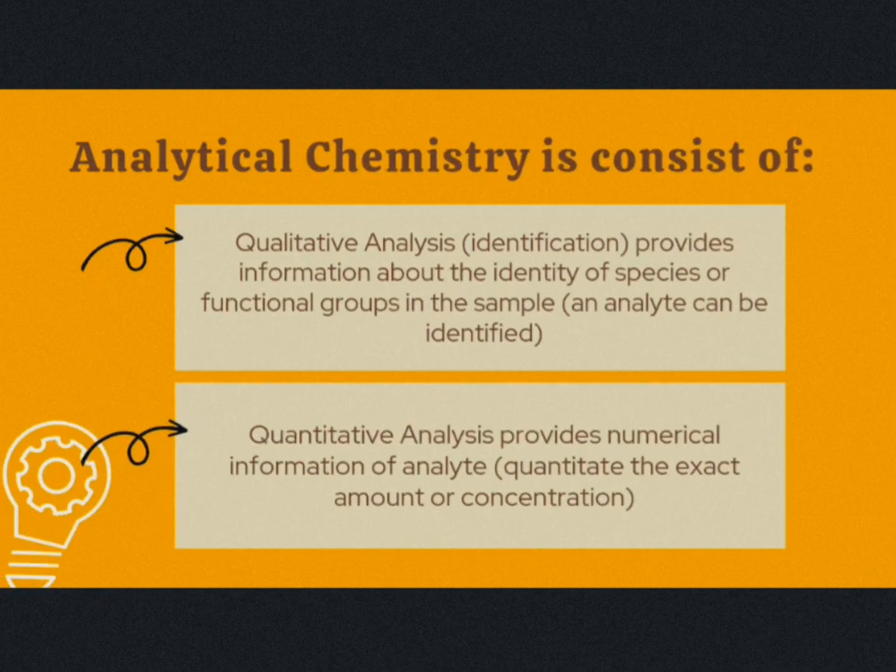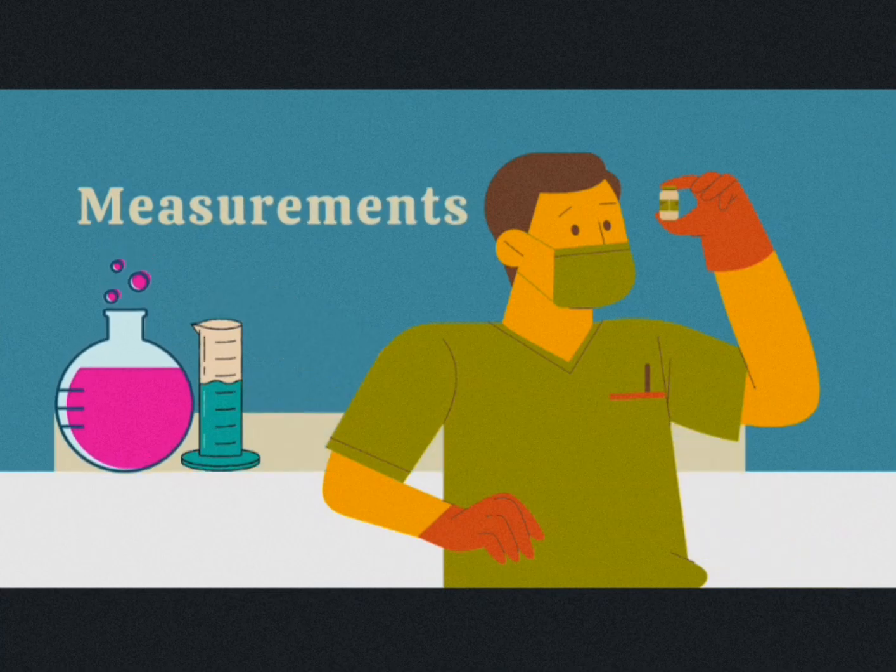Analytical chemistry consists of qualitative analysis or identification that provides information about the identity of species or functional groups in the sample. An analyte can be identified. So qualitative analysis uses the method of gathering data through surveys and interviews. The next one is quantitative analysis that provides numerical information of the analyte, or quantitates the exact amount or concentration. So quantitative analysis deals with numbers.